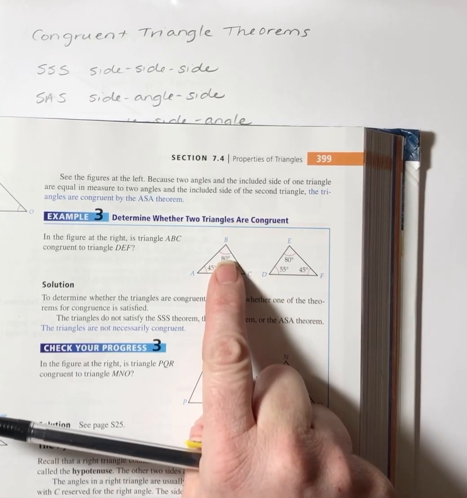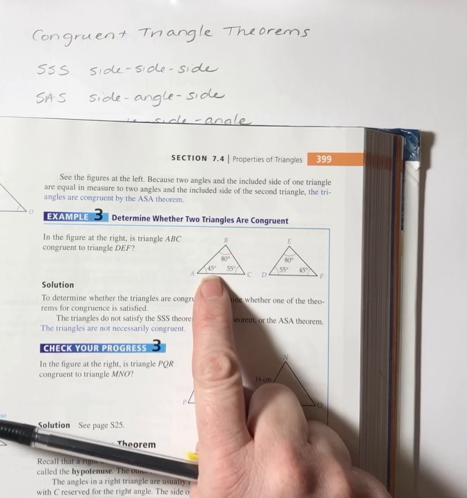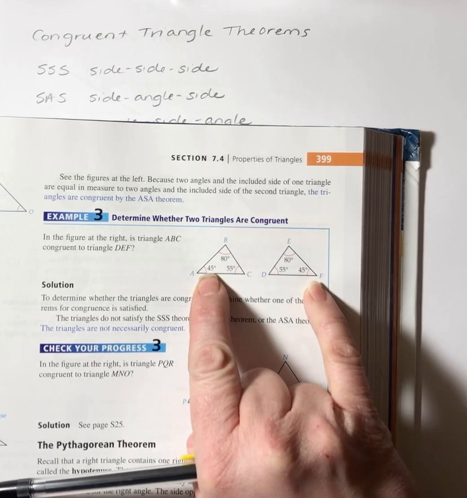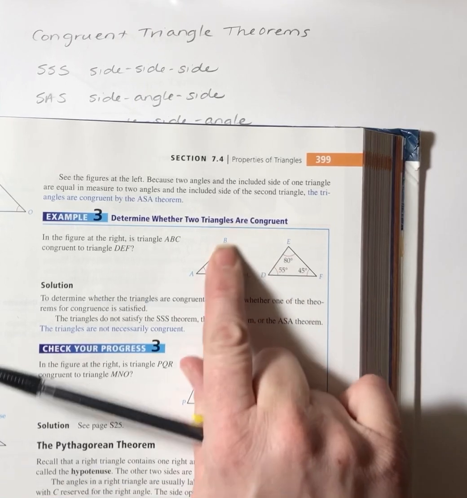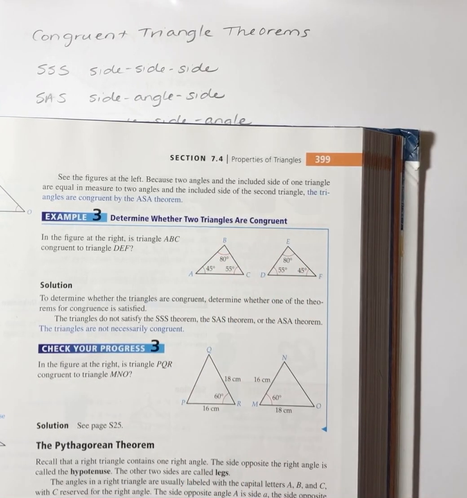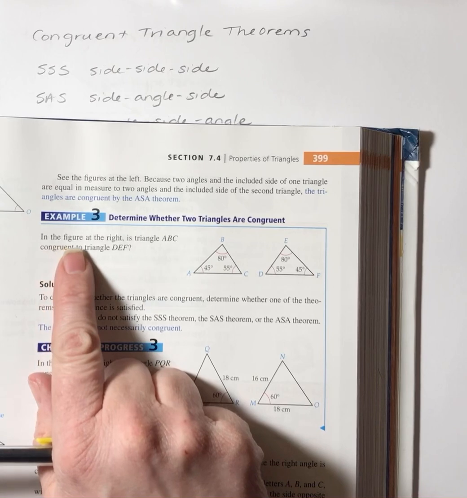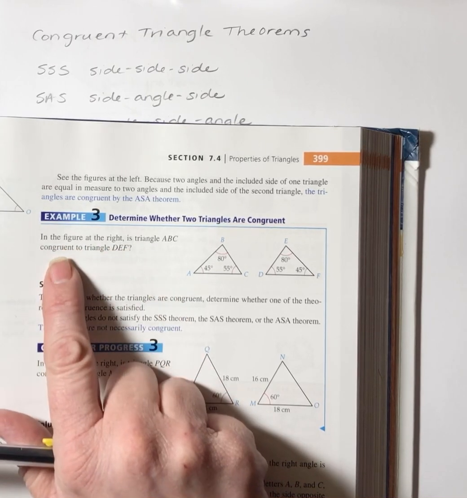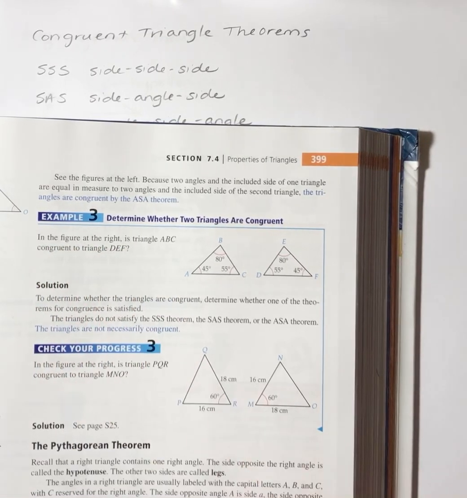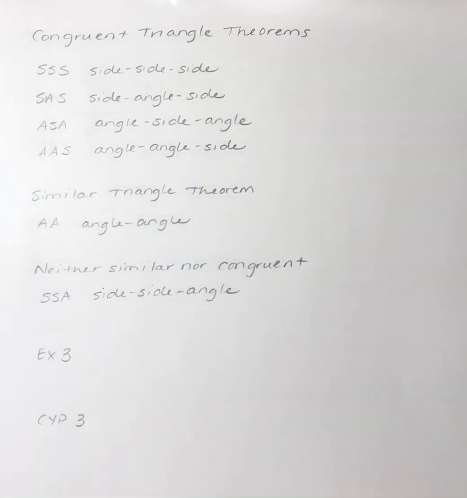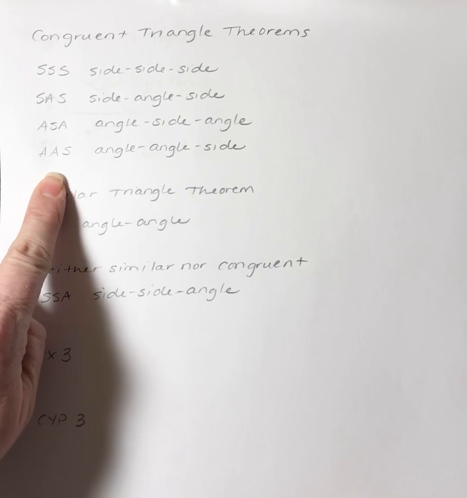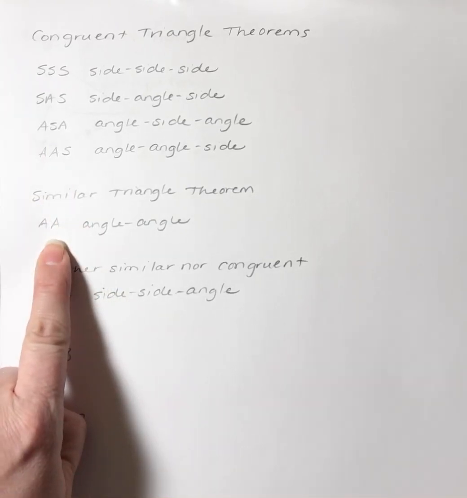So we can see that B and E are congruent, A and F are congruent, and C and D are congruent. So we have all three sets of angles that are congruent, but it says in the figure at the right, is triangle ABC congruent to triangle DEF. Well, in any of our congruence theorems, you have to have at least one set of sides congruent. If we have two or three sets of angles congruent, we can only prove that they are similar.